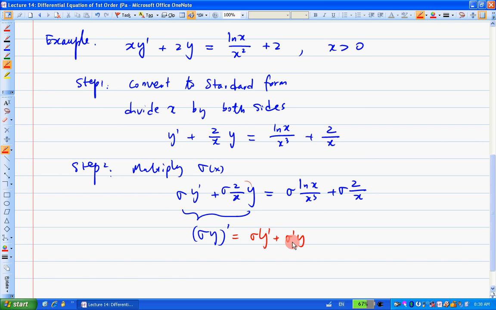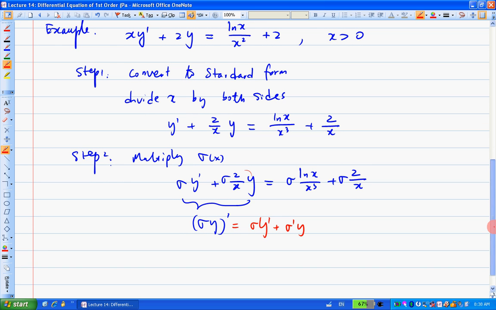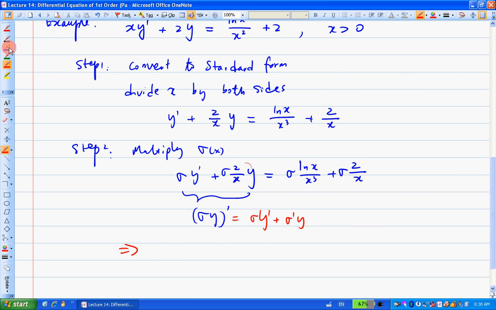If I look at this one here, sigma prime has to equal to what? Sigma multiplied by this, right? Sigma prime has to be the same as this. So that gives us sigma prime equal to sigma multiplied by 2 over x. If you want to jump steps, you can jump a step here. How do I find sigma? Sigma has to satisfy this equation here: sigma prime equal to sigma multiplied by p(x).